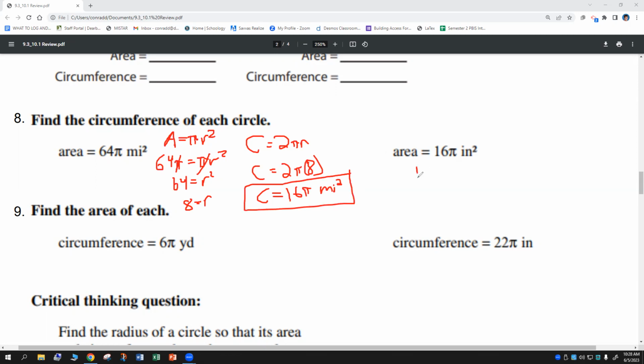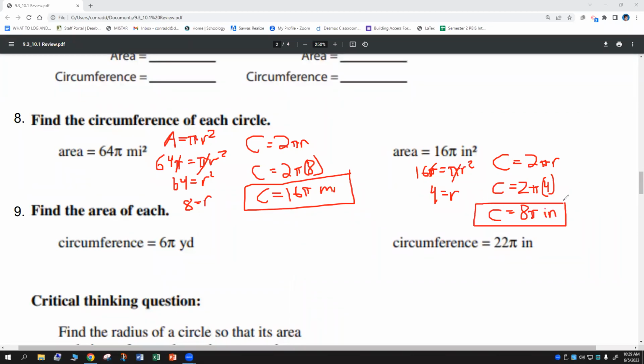Okay, we're going to do the same thing for the next one. So 16 pi is going to equal pi r squared, right? Because it's the area, so it equals pi r squared. We divide the pi's on both sides. You take the square root of both sides, we get 4 equals r. And now we're going to plug that in or substitute that into the circumference formula. 2 times pi times 4, which gives me 8 pi, and the units on that should be inches. So it should not be miles squared, it should just be miles. And this should just be inches. Circumference is a one-dimensional length. It should not be squared.